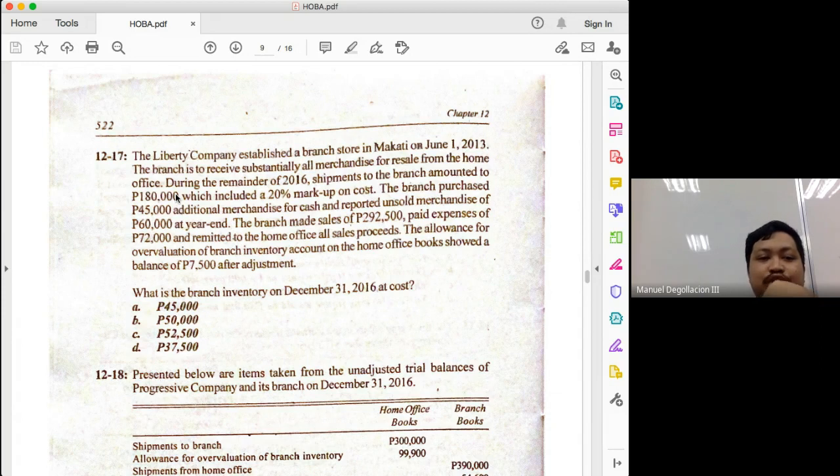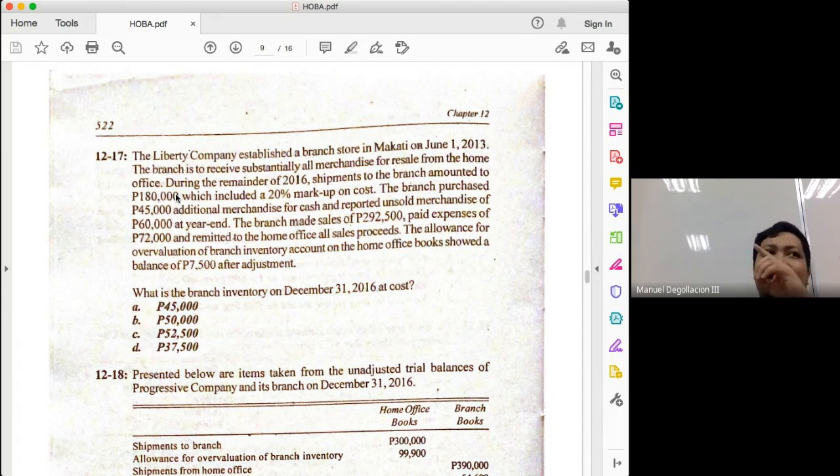Last sentence of the problem, class. The allowance for overvaluation of branch inventory account on the home office books showed a balance of 7,500 after adjustment. As what we have discussed before, if it is already after adjustment balance, then that amount simply represents the markup on your ending inventory. So really all you have to do here, class, is to deduct the 7,500 from the 60,000. That will already be your answer. Simply by knowing what the adjusted balance of the allowance account represents, you will already be able to quickly answer the problem.